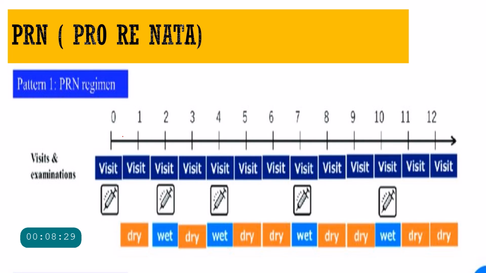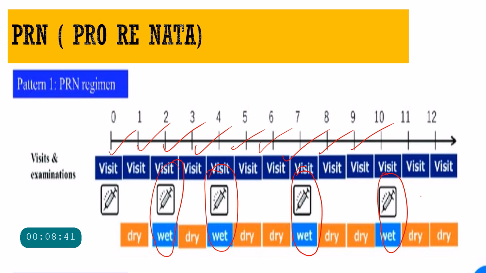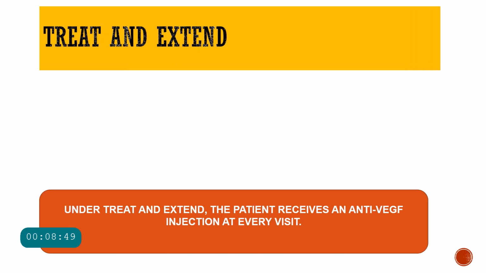So you can see this represents the number of months. The patient is visiting every month. However, the injection is being given only when it is needed, based on the OCT and best corrected visual acuity. When the patient is stable, then no injection is being given. So the visits are monthly. However, the injections are not monthly. So this is called the pro-renata.